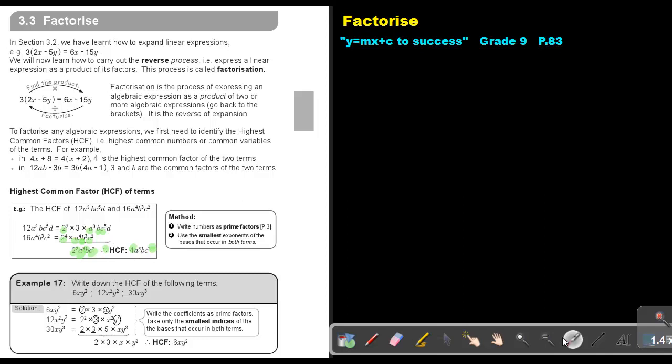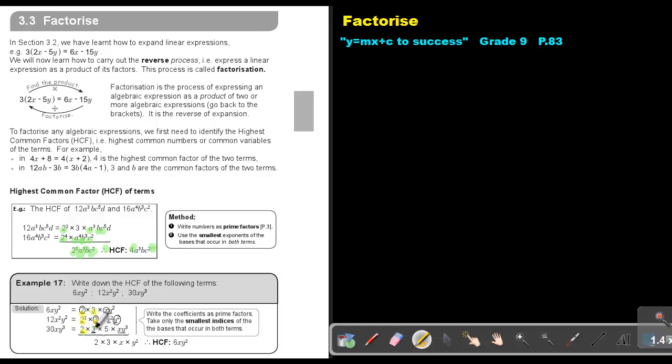Okay, let's go through an example. Write down the highest common factor of the following terms. So these are the terms. Take the numbers and break them up into the product of their prime factors. Now write the coefficients as the prime factors. Take only the smallest index of the bases that occur in all the numbers. So let's again highlight that. Let's look, 2. Yes, 2 is in all 3. Can you see? What's the smallest? It will just be to the power 1.